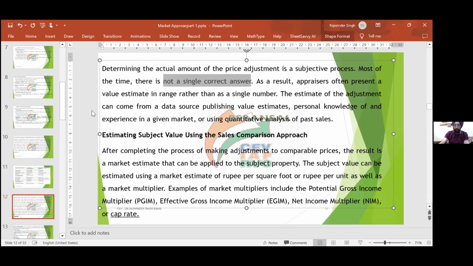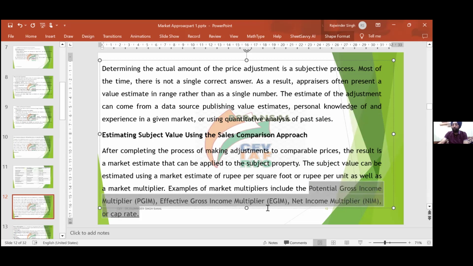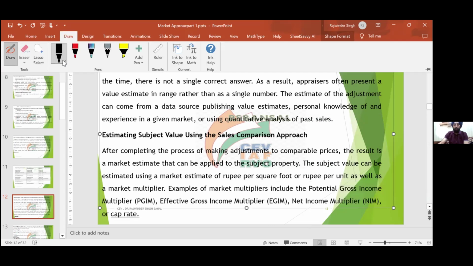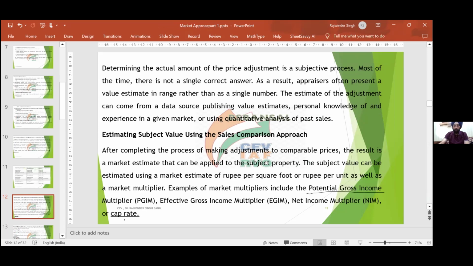So, in sales comparison approach, certain market multipliers are used, which include potential gross income multiplier, effective gross income multiplier, net income multiplier, and capitalization rate. These four things you have to find out in this method.